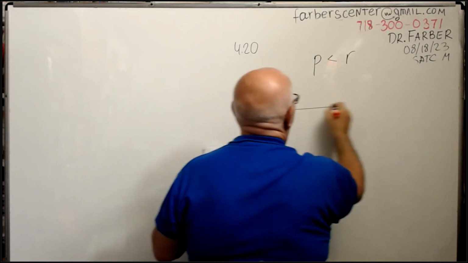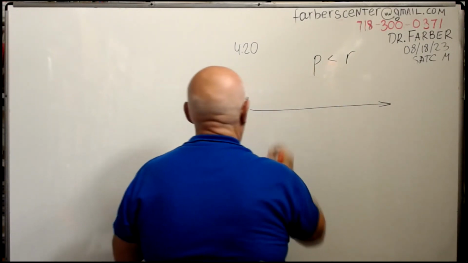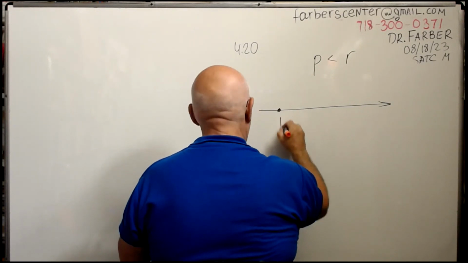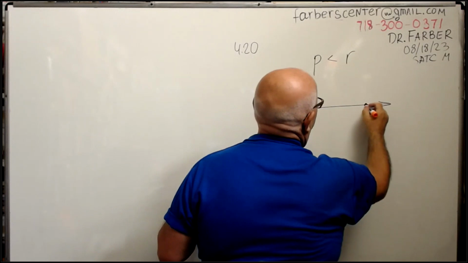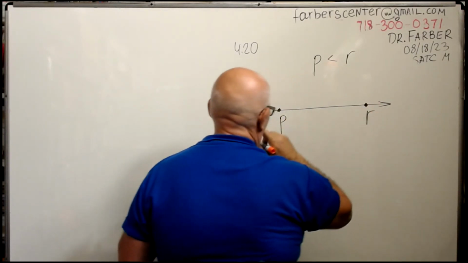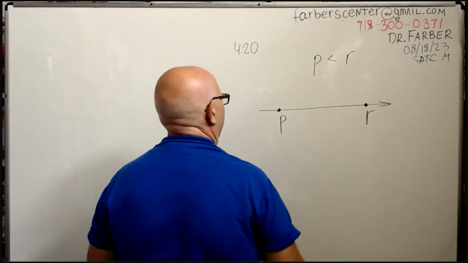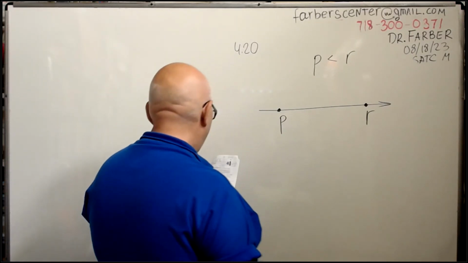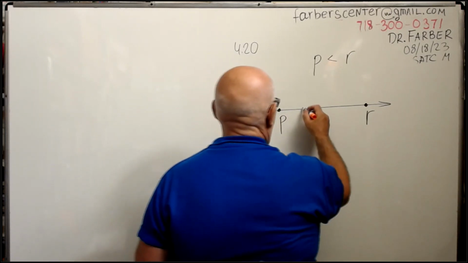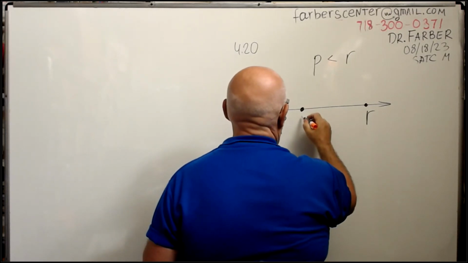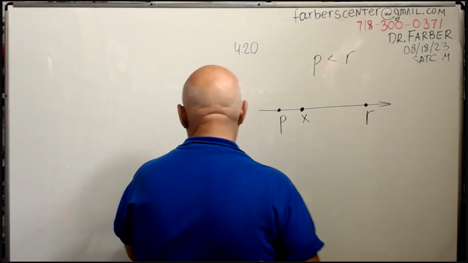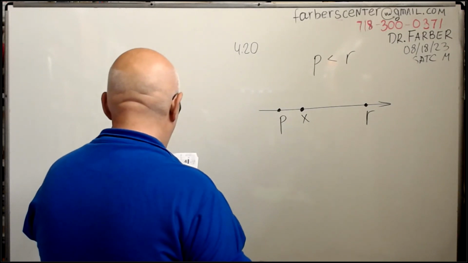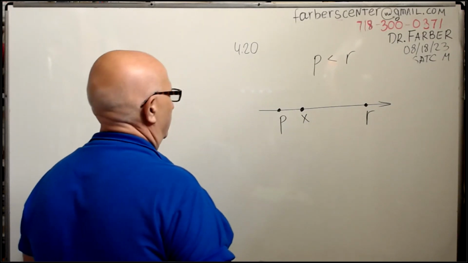So make a number line. Let's say this is P, and this is R. P is less, it means it must be on the left part. And X is said to be closer to P, and let's say this is X. Okay, and they give multiple choice, which is correct.